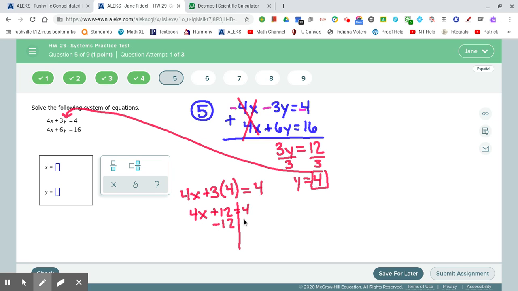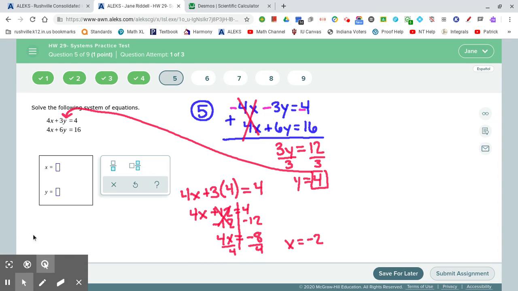So the opposite of a plus 12 would be minus 12 on both sides. These cancel out, leaving me with 4x is equal to, and then 4 minus 12 would give me negative 8. Divide both sides by 4, and I come up with x is equal to negative 2. So then I would type those two values in.